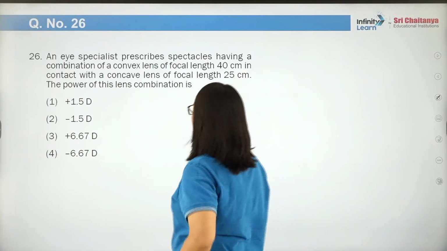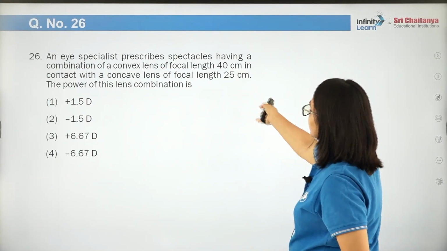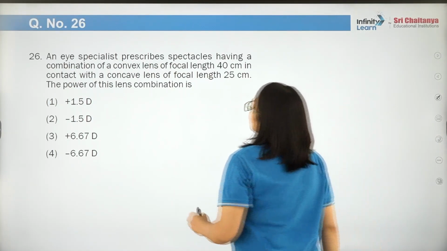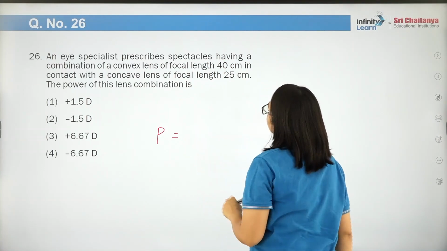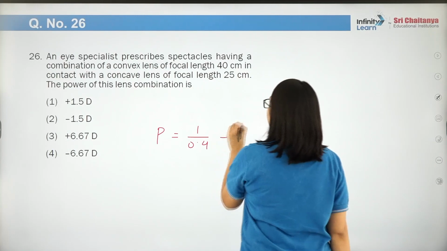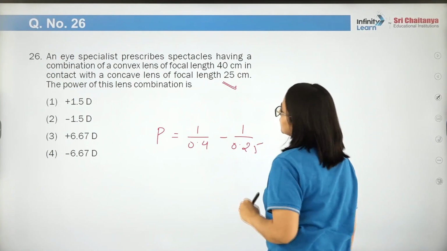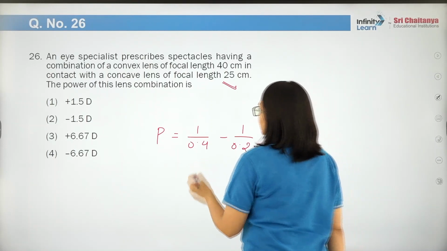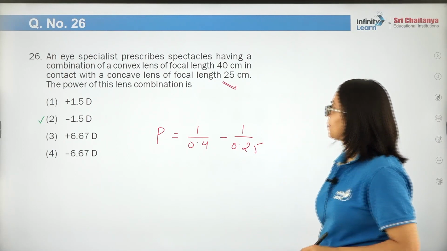Question number 26. An eye specialist prescribes spectacles having a combination of convex lens of focal length this and concave lens of focal length this. Okay, so power of the combination will be 1 upon f1 plus 1 upon f2. So it will be 1 upon 0.4 minus 1 upon 0.25. I am putting this with negative sign because it is of concave lens. So after solving this one, you will get your answer as minus 1.5 diopter.